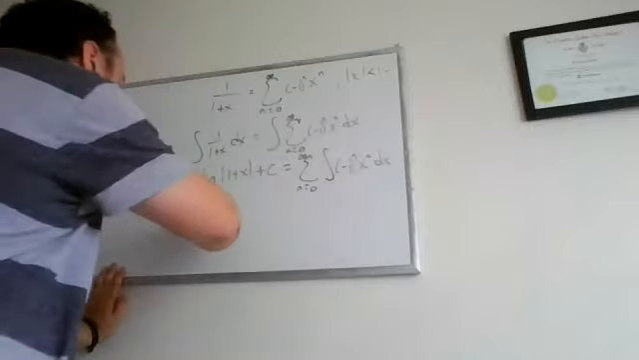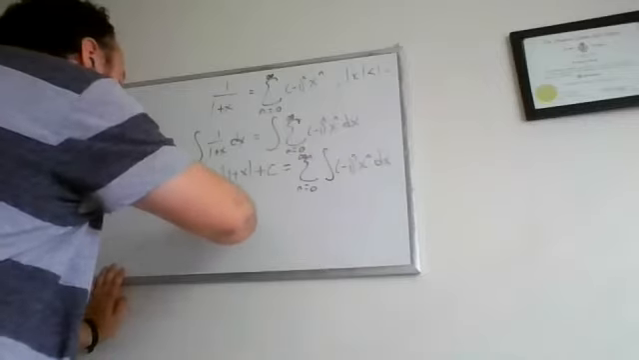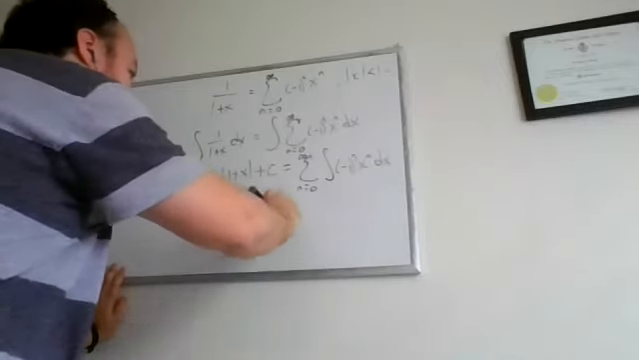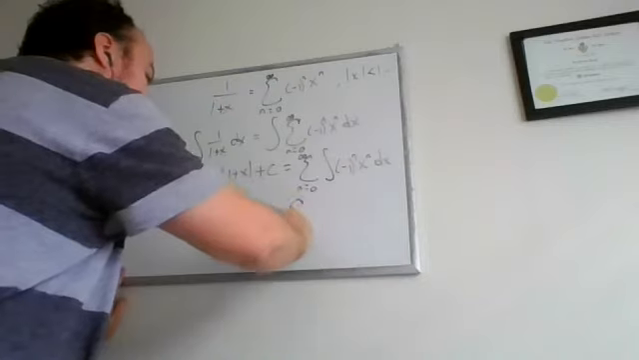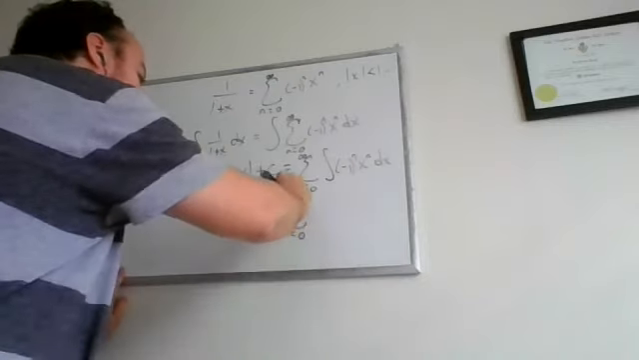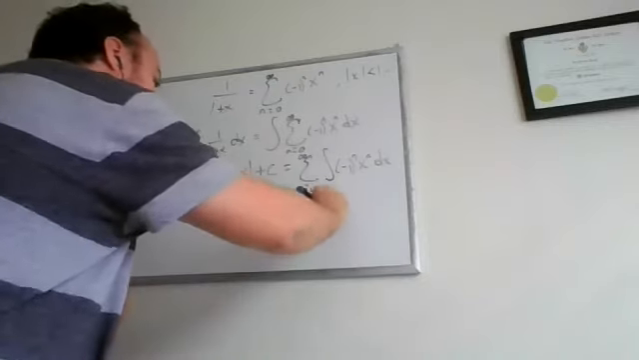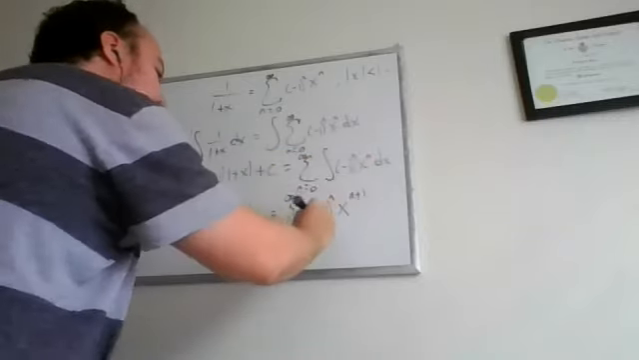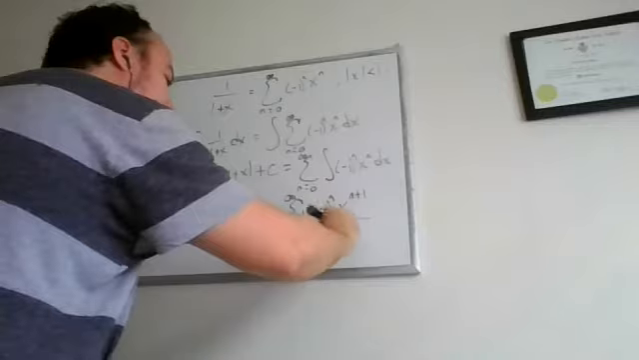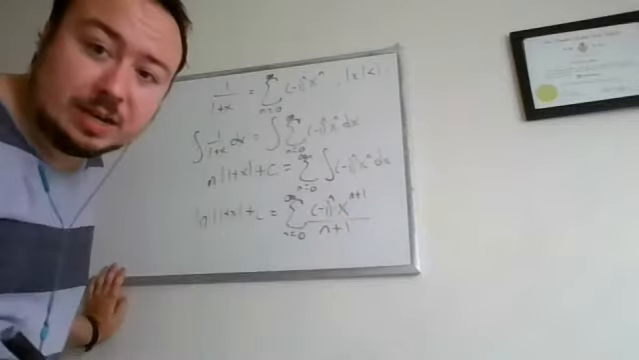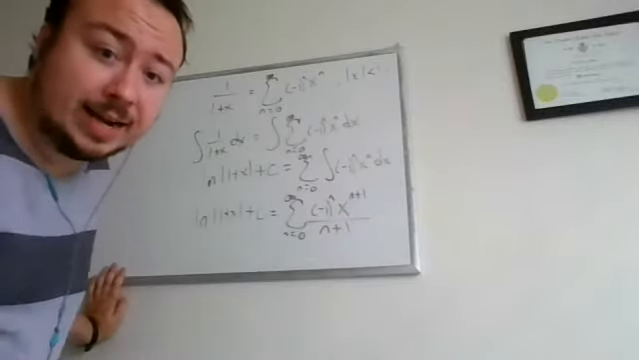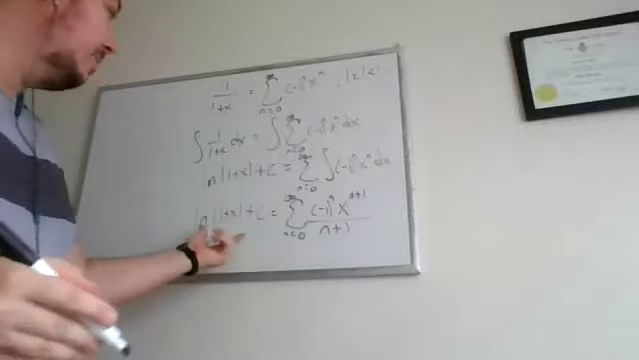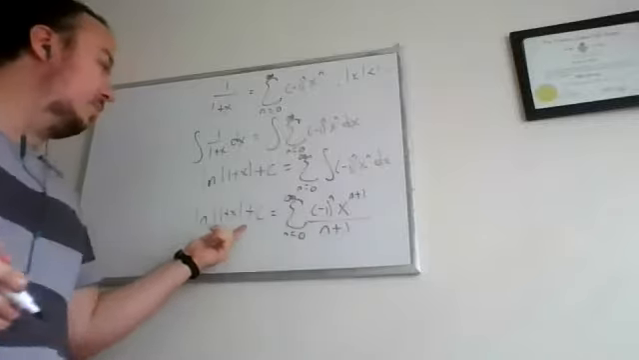So I raise the power by 1 and divide by the new power. So we get that ln of the absolute value of 1 plus x, plus some constant, is going to be the sum from n equals 0 to infinity. We still have our negative 1 to the n there, but now our x is raised to the n plus 1 power. Whatever that power is, we end up dividing by. So we divide by n plus 1. And voila, we have a series for the natural log of 1 plus x.